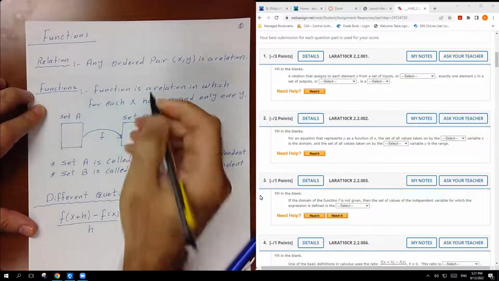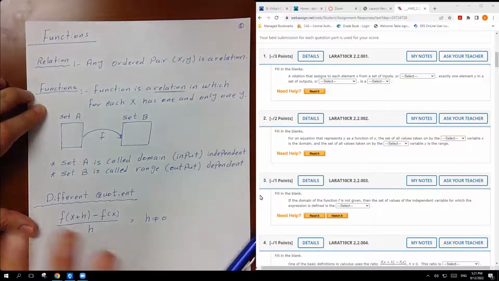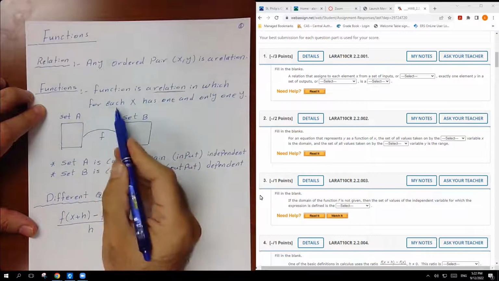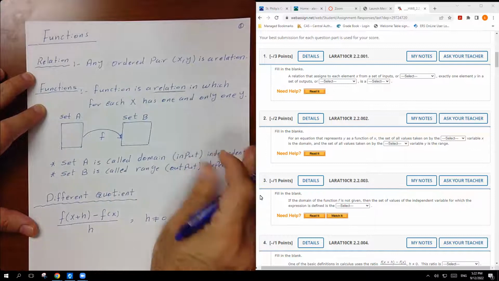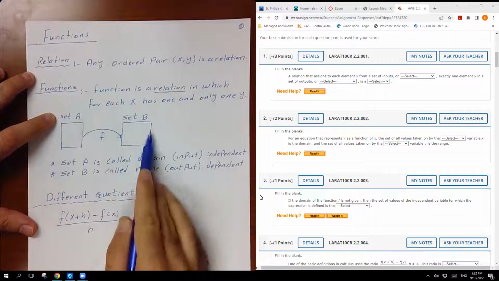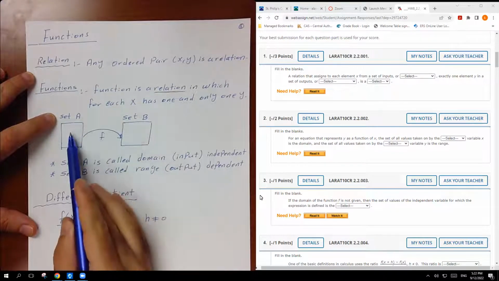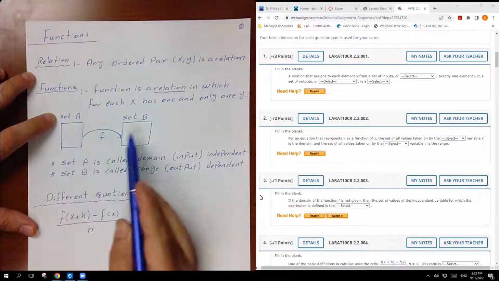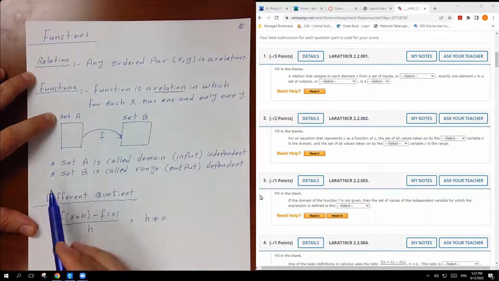So this is the first important thing. That means we have to find a relation in which x and y are related. But there's another condition: each x has one and only one y. For example, if you have set A and set B, a function from A to B. A is an ordered pair of x and y, and B is an ordered pair with x, y. That means there are numbers here and there are numbers here.